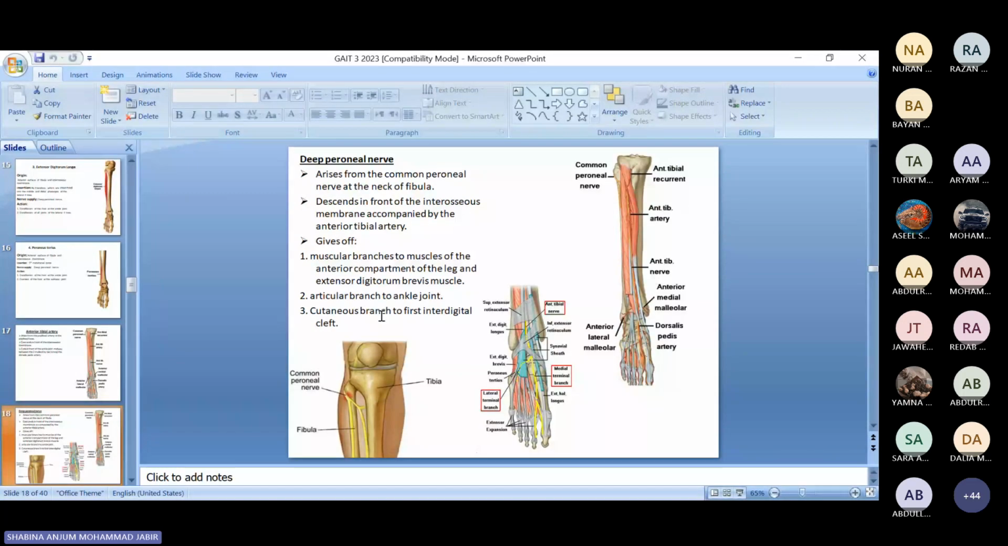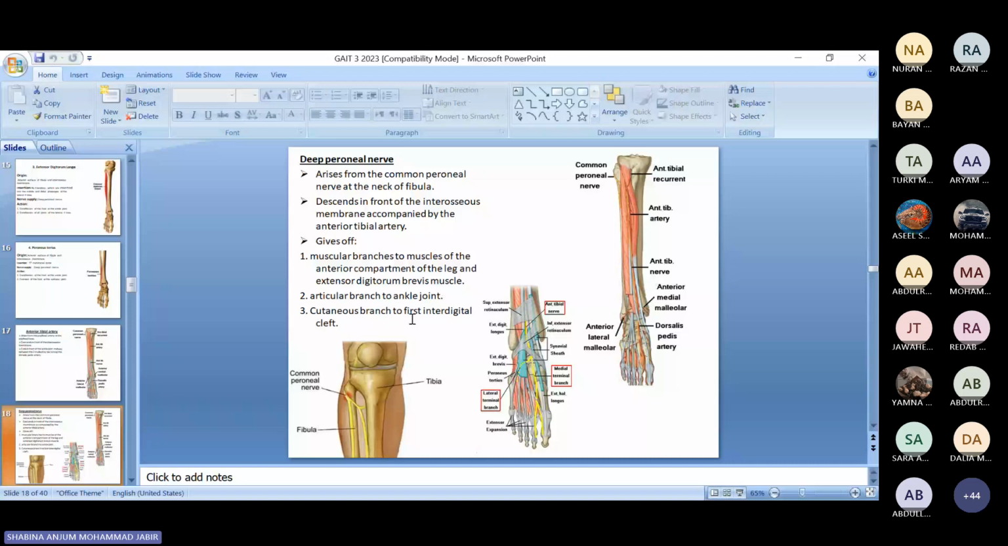Then we have the deep peroneal nerve. Again, we know this is a branch from the common peroneal nerve. So what branches will it give? It will give muscular branches to the anterior compartment of the leg. And one muscle of the foot, you will see, is the extensor digitorum brevis. Also articular branches to the ankle joint and a cutaneous branch to the first interdigital cleft.